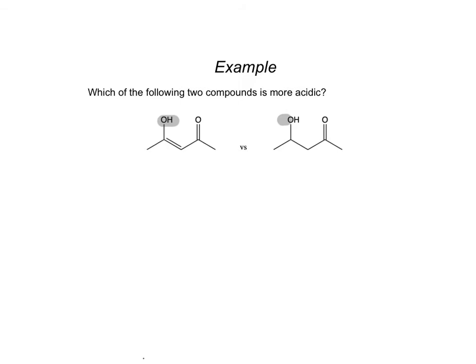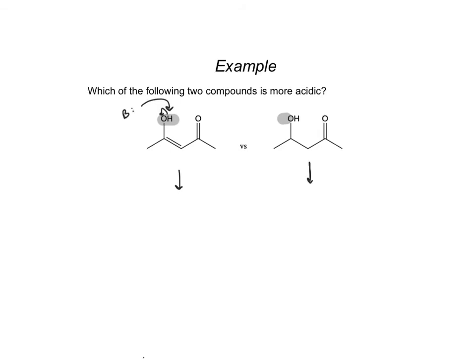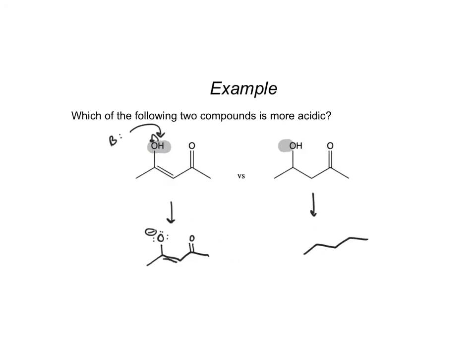So the first thing I'm going to do is imagine some sort of base coming in here, taking off that proton, leaving behind those electrons on that oxygen. And I'm going to redraw the two conjugate bases that result from that deprotonation, right? So we'll have an oxygen with a negative charge here, and I'll go ahead and draw the lone pairs. We've got a double bond here, and we've got an oxygen here. We do the same exact thing for the compound on the right.